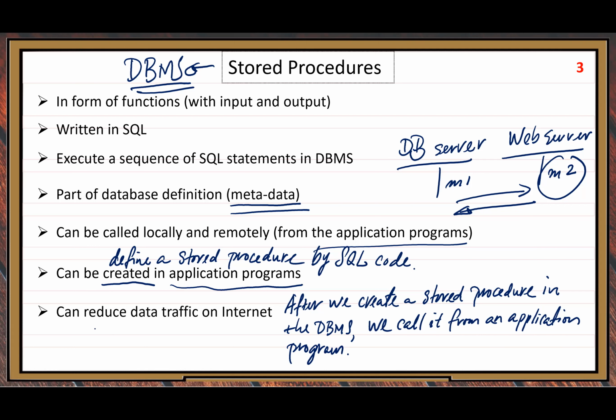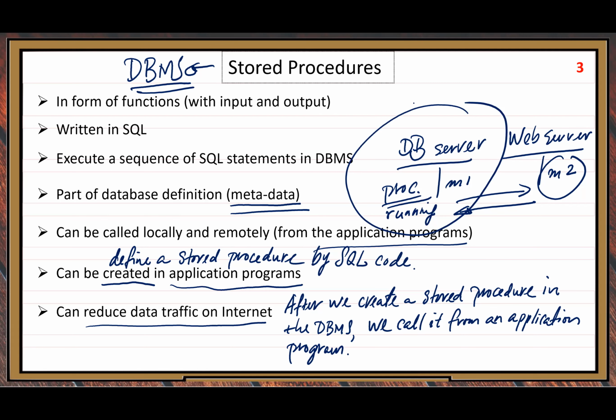We call this procedure from an application program, and this procedure is running in DBMS. In that situation, we can reduce data traffic, because the procedure runs completely in DBMS. And it only returns the result to the web server. It does not need to return intermediate data. Because during the execution of the procedure, you need to generate a lot of intermediate data, right? But all the intermediate data stays inside DBMS. You only need to send a final result back to the web server. So you can reduce the web traffic.